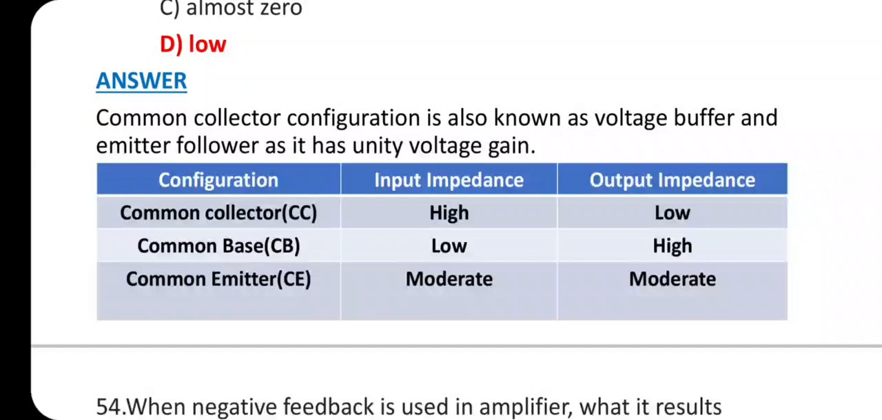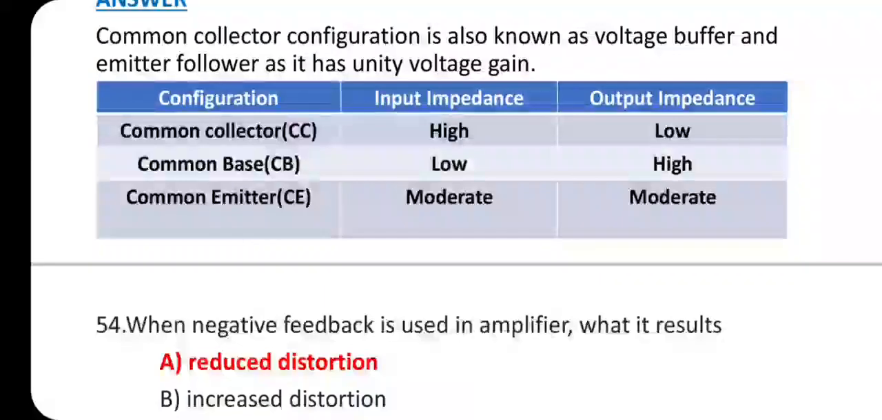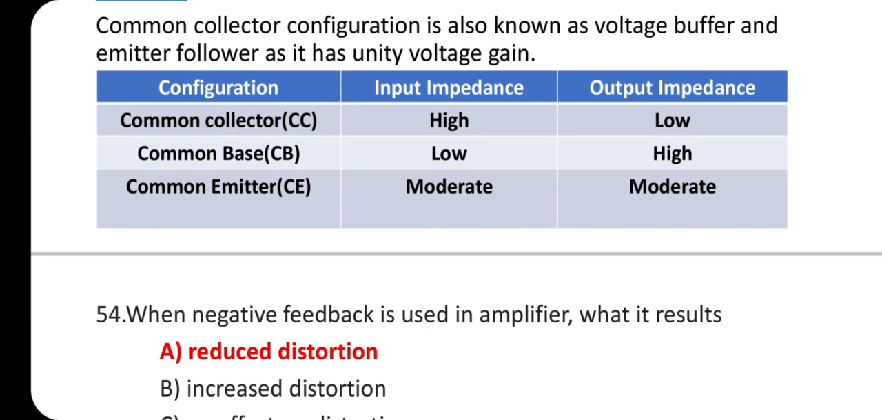Configuration, its input impedance and output impedance. For common collector, that is CC configuration, input impedance is high and output impedance is low. For common base, that is CB configuration, input impedance is low and output impedance is high. For common emitter, that is CE configuration, input impedance and output impedance are moderate. Learn by heart these ranges of input impedance and output impedance.